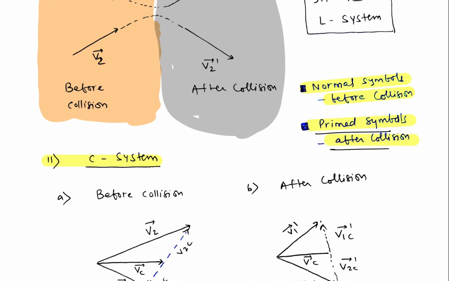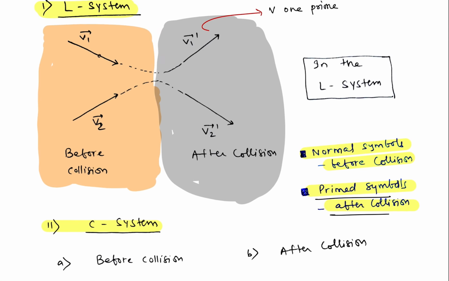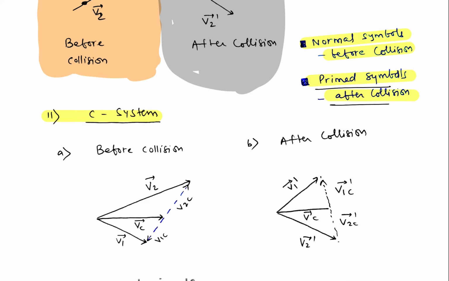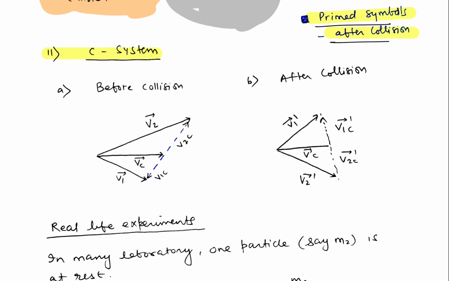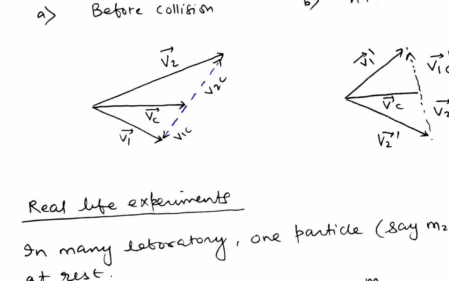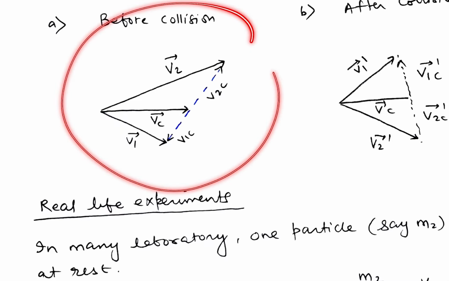Now let us move to the C system. Suppose our first mass is here, second mass is here, then in between we have the center of mass. Similarly, after the collision, if the first is here and the next one is here, then in between we have the center of mass. So the center of mass is moving in this direction. The velocity of the center of mass is moving horizontally.